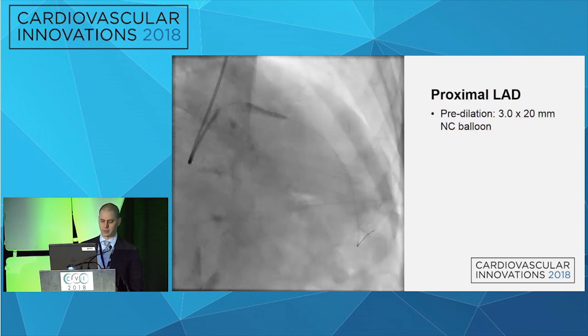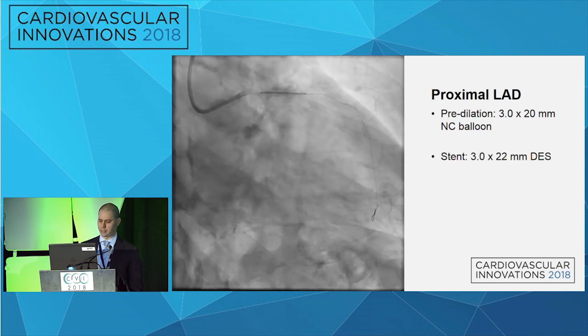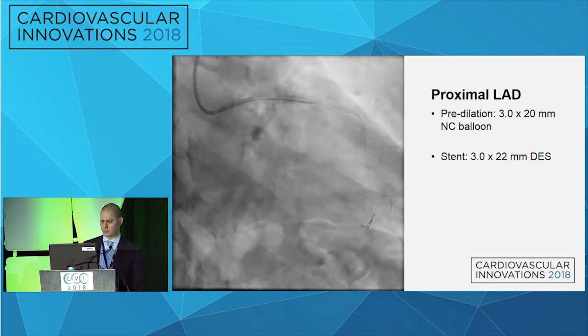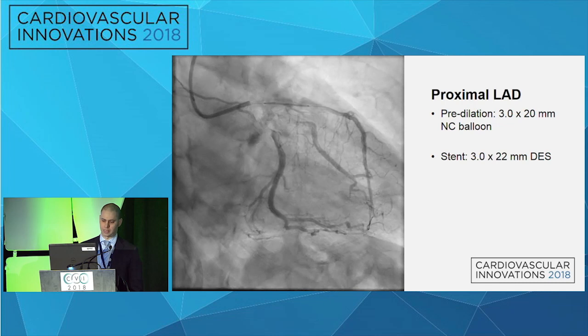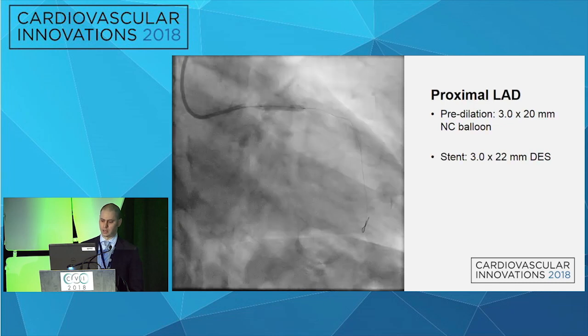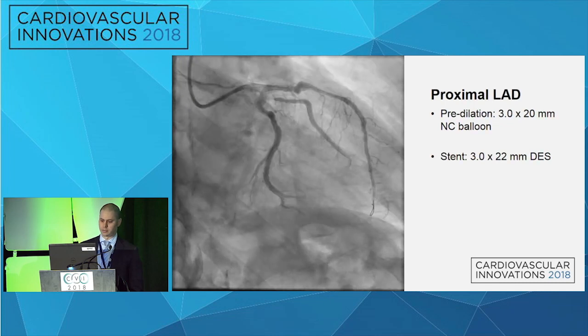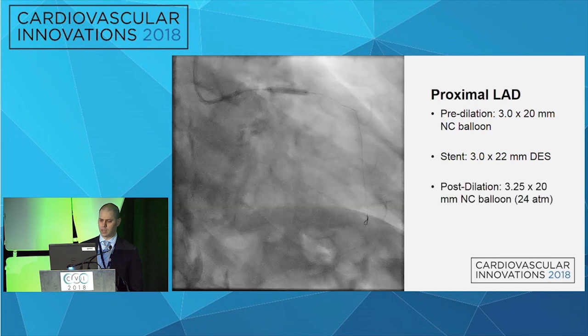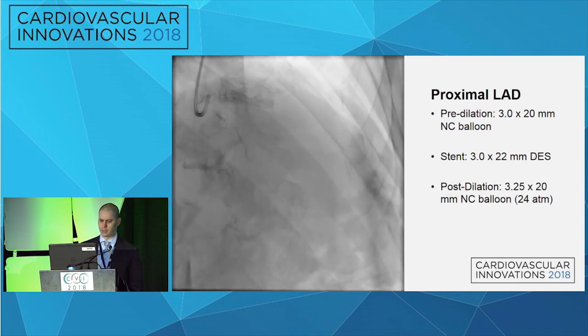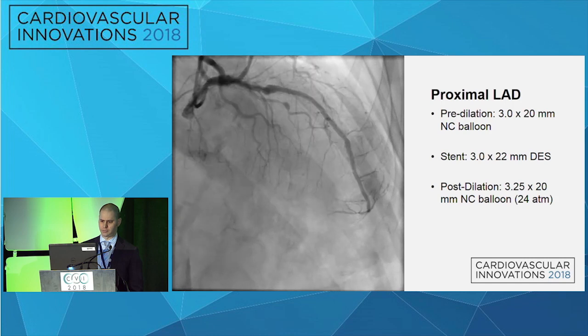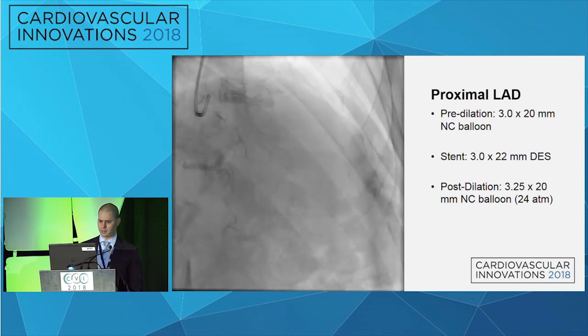Focusing our attention proximally, we were able to dilate that well with a 3.0 non-compliant balloon. We positioned our 3.0/22 stent proximally, pretty much at the ostium of that LAD, deployed it, and had a pretty good result there as well. We just post-dilated at high pressure. We were pretty happy with our LAD results, especially considering what we started with.